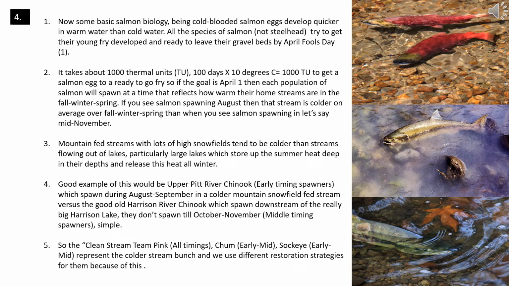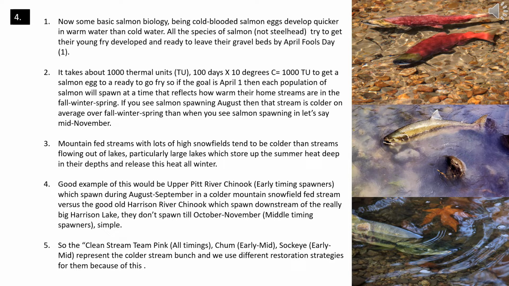Again, mountain-fed streams with lots of high snowfields and glaciers tend to be colder than streams flowing out of lakes, particularly large lakes. Think of a large lake like a battery. The summer heat is stored deep in that lake, and that water is released all through the winter, and it's much warmer than the water coming off the mountains. So anything below a large lake often will spawn much later than a mountain-fed stream, particularly a smaller stream that gets very, very cold in the winter.